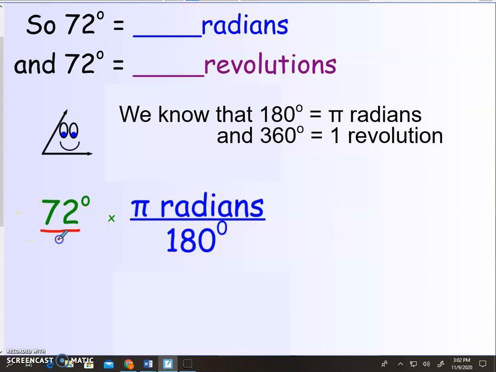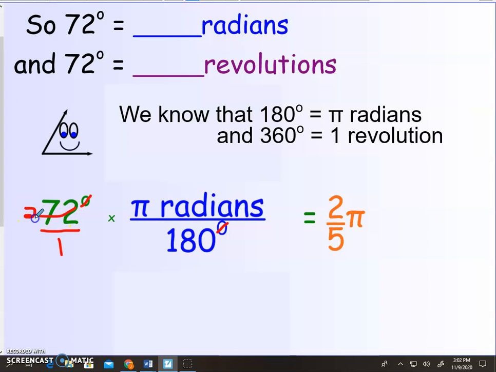Because when I multiply these out, and when I analyze just the units, do you see the units of degrees cancel? And that gives me, well, actually, I think we could do a little bit more canceling here. I think that 72 and 180 share a common factor, don't they? I think they do. And if you do all the math on this, you end up getting 2/5 pi.